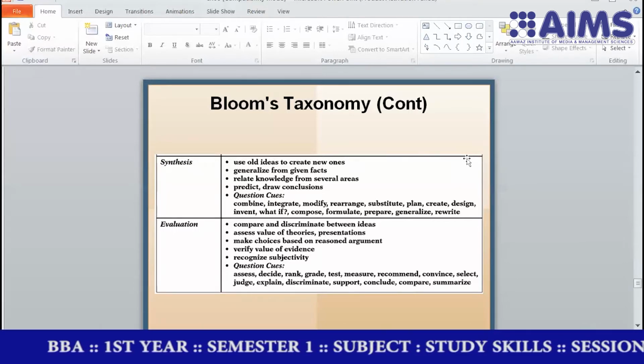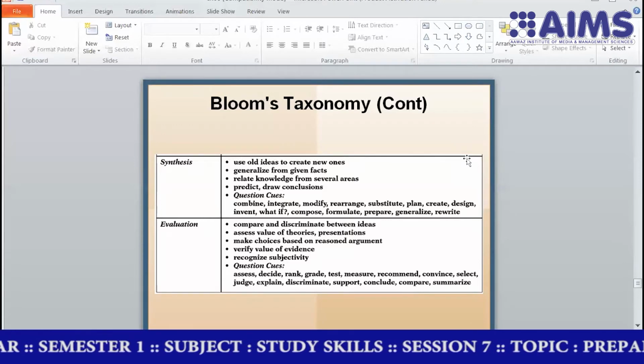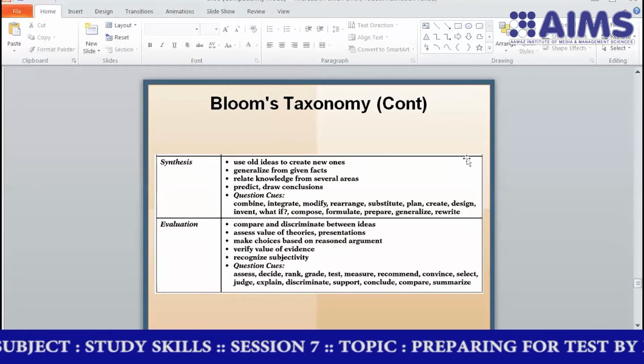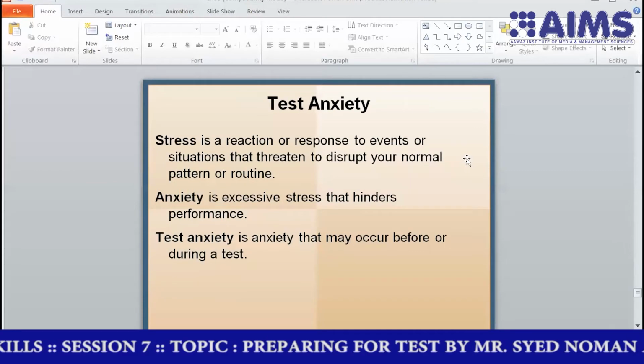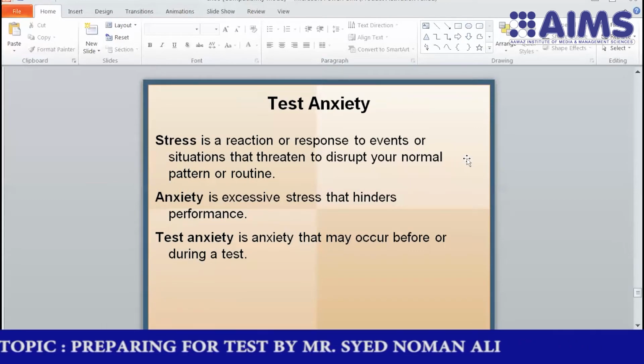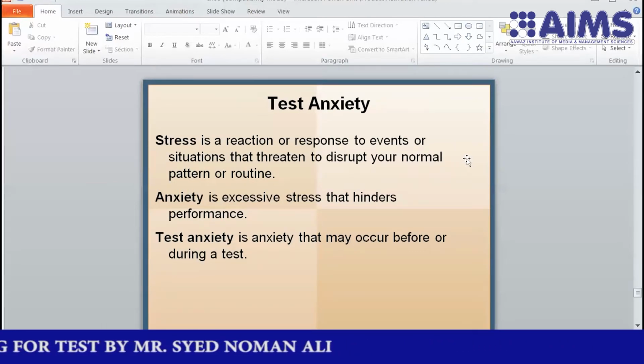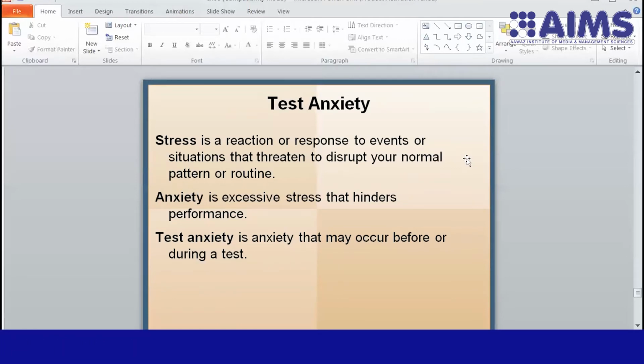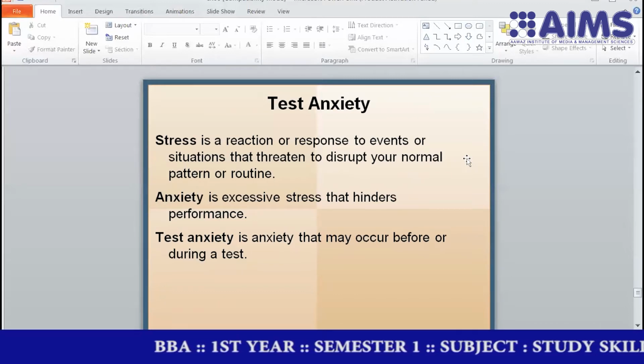Recommendation, convincing power, explanation, discrimination, comparison, and many more things are there. Okay, fine. How do we reduce test anxiety? This is a very important element, and I told you that first you have to reduce the test anxiety and then go for the test.